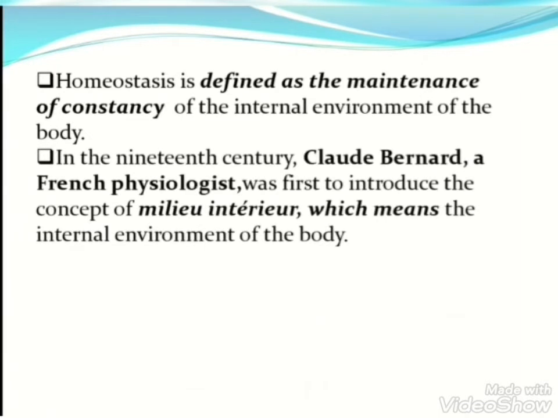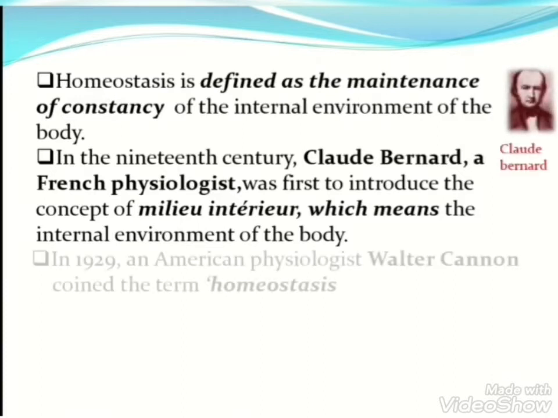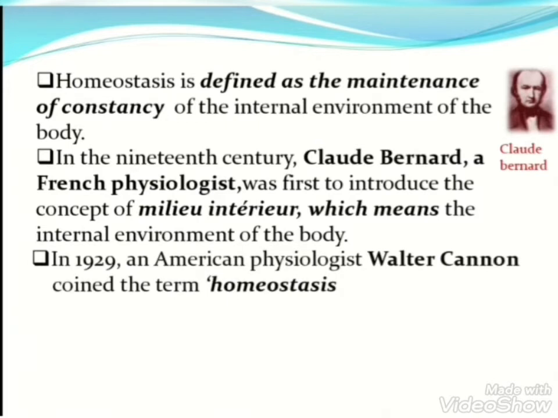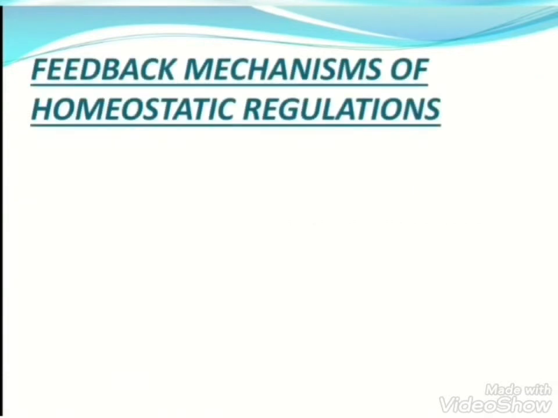In the 19th century, one scientist, Claude Bernard, introduced the concept of milieu interior, which means internal environment of the body. He is the French physiologist, Claude Bernard. And in 1929, one scientist, Walter Cannon, coined the term homeostasis. He is an American physiologist.